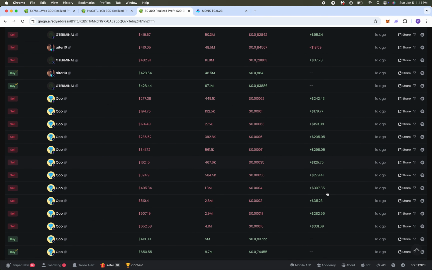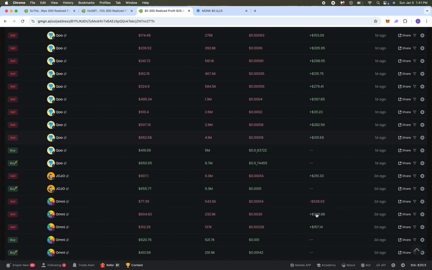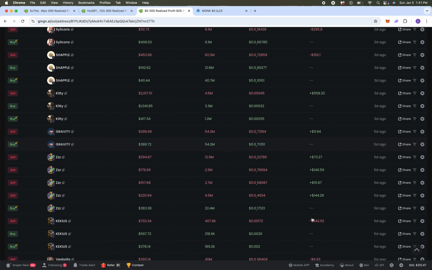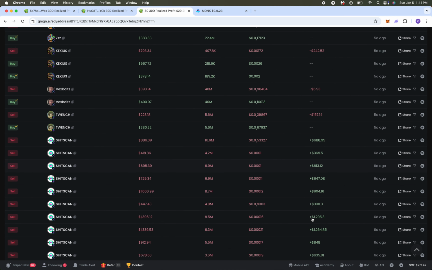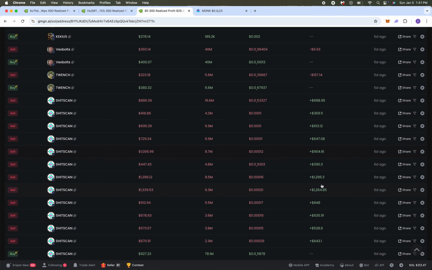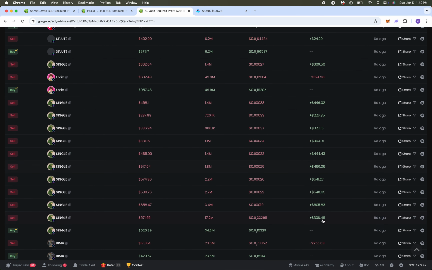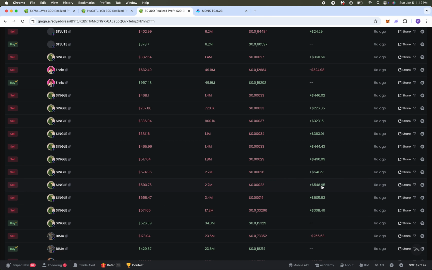Going down the list, you can see he had a great trade over here, and then a mixture of wins and losses. And then he had another great trade over here. This is where he makes the majority of his money on these type of trades. And then lastly, he also had another very great trade here where he made a really great amount of money.